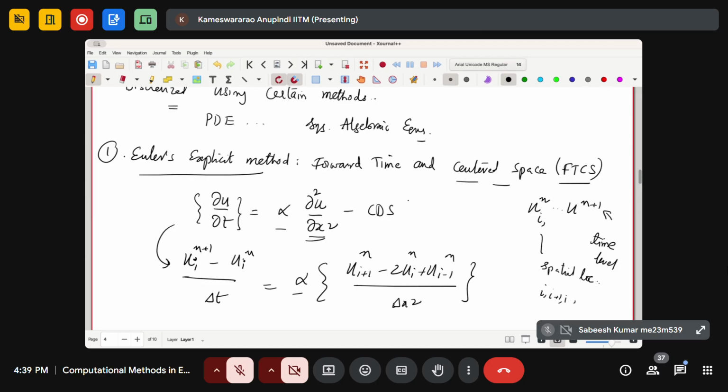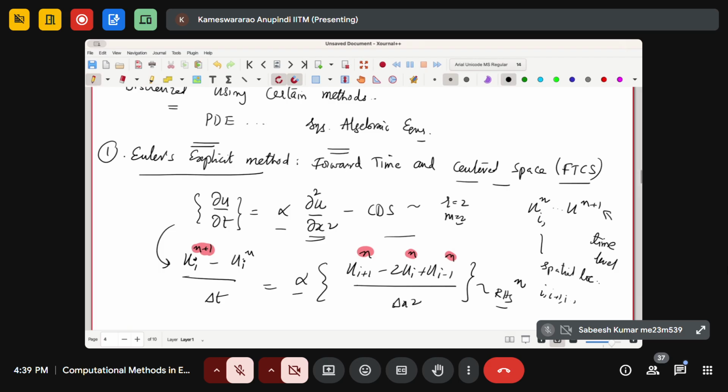This we have already derived, right? We have derived the second derivative formula to second order accuracy. The same formula I have applied. Now, what is explicit here, or what is forward time? Explicit or forward time means the entire right hand side is evaluated at the time level n. As you can see, I have put n here, n here, and n here. So only n plus 1 comes on the left hand side for u_i, nothing else. So this is called the Euler explicit method.